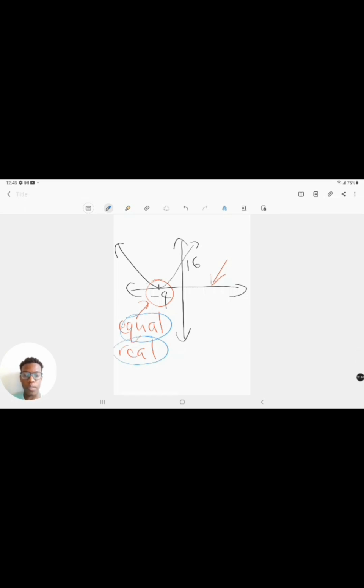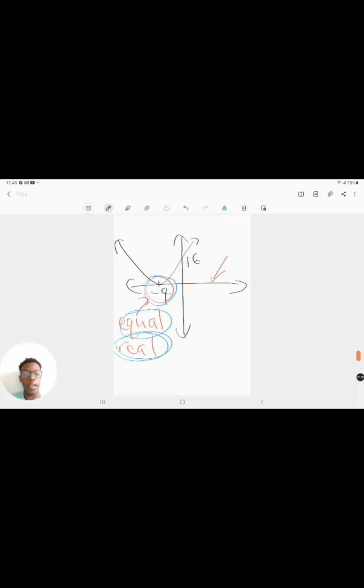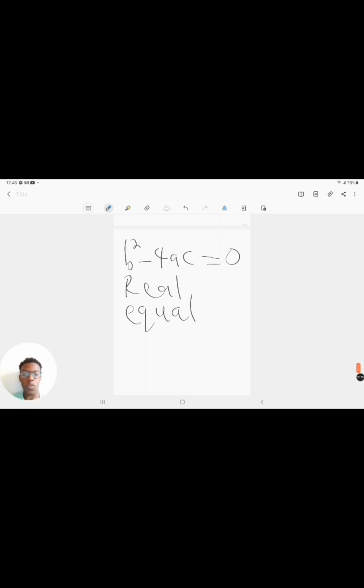They're equal because -4 is equal to -4. They are real because our graph cuts through the x-axis. So that's why this condition has to be met. This condition has to be met in order for our roots to be real and equal. So I'm basically just explaining mathematically what I explained graphically using a graph.